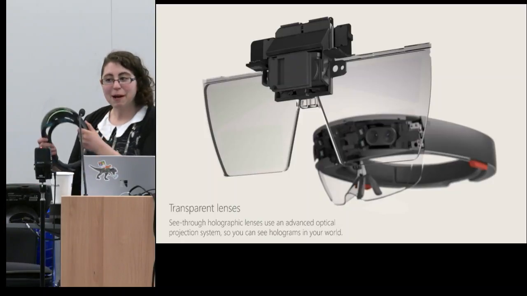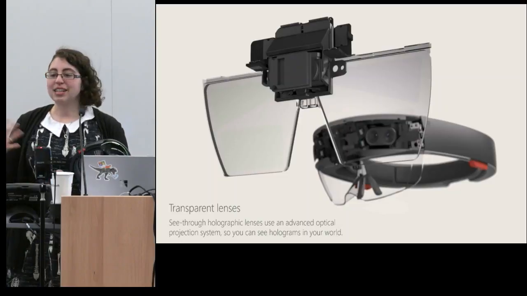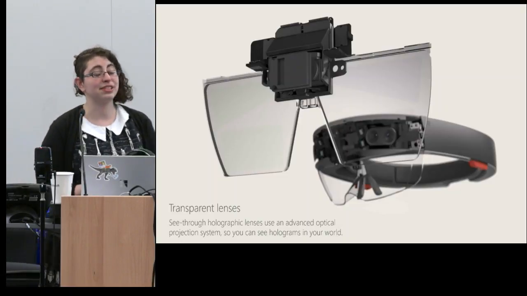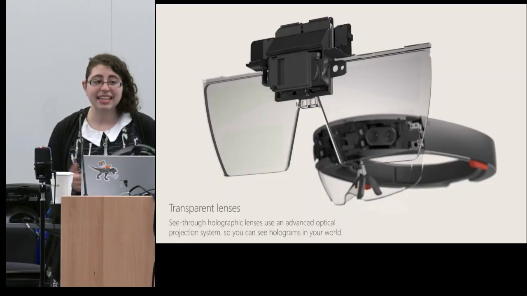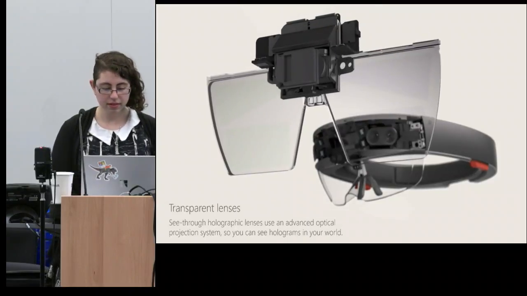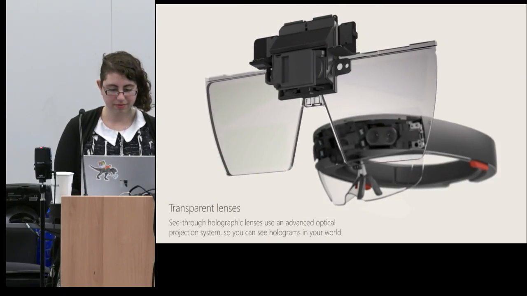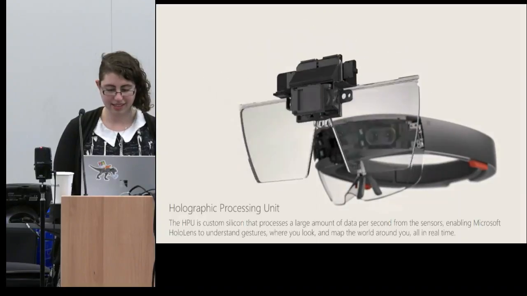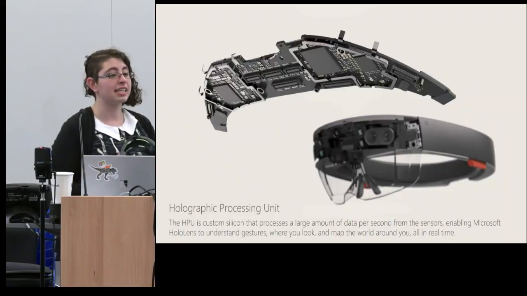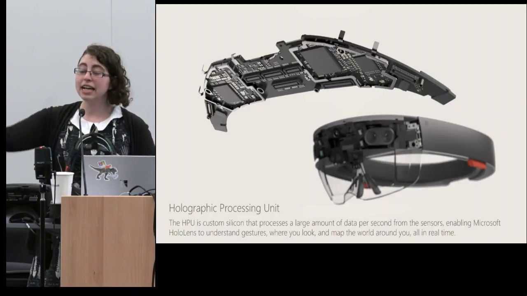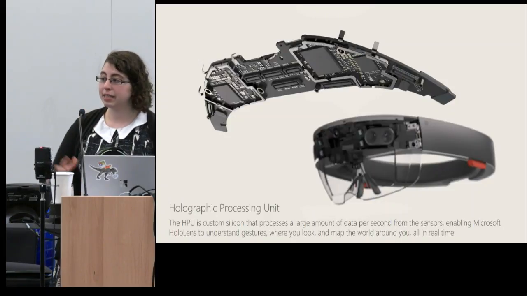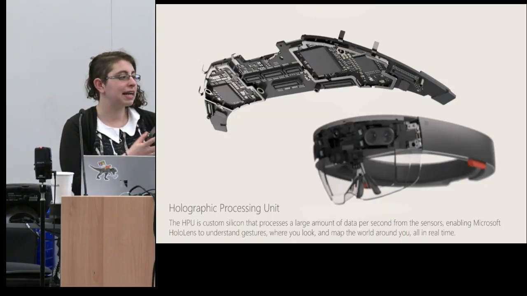So, transparent lenses, because what doesn't work well with light? More light. Holograms are objects made of light and sound, and so when you have a really bright environment, you can't see your holograms. So tinted lenses help with that. Come on, beautiful slides. Holographic processing unit, a beautiful piece of silicon that is designed to crunch the terabytes and terabytes of data input from the array of sensors. And that is the thing that actually makes this a piece of future tech.